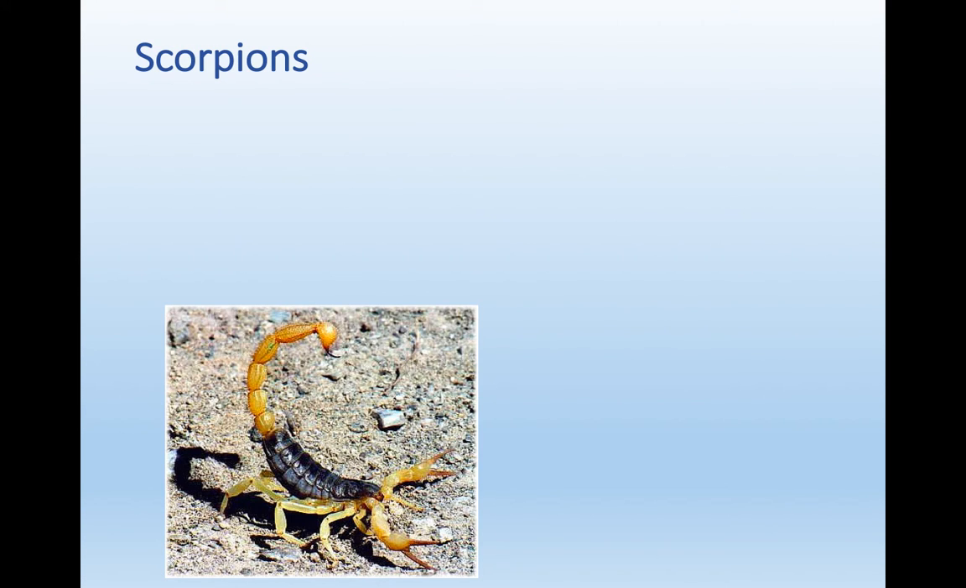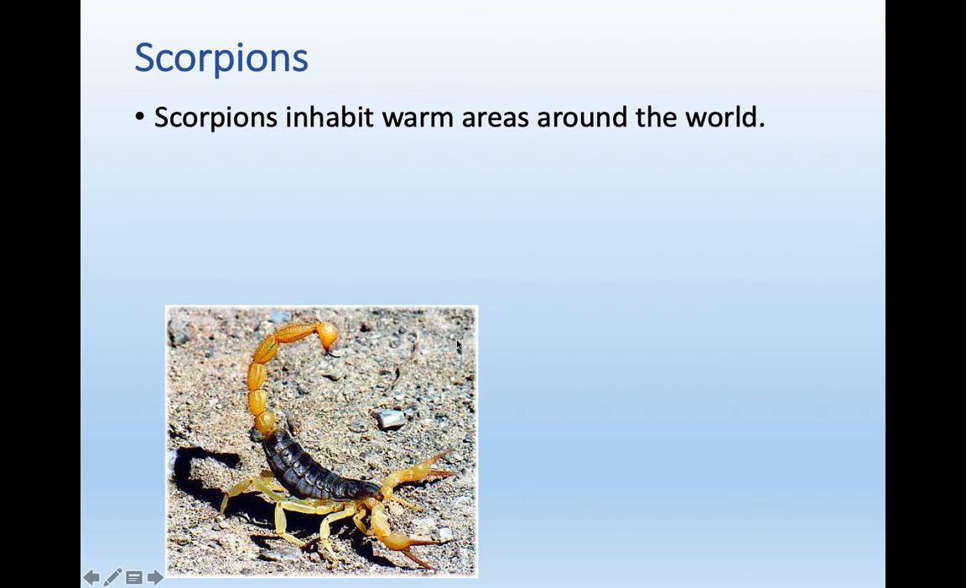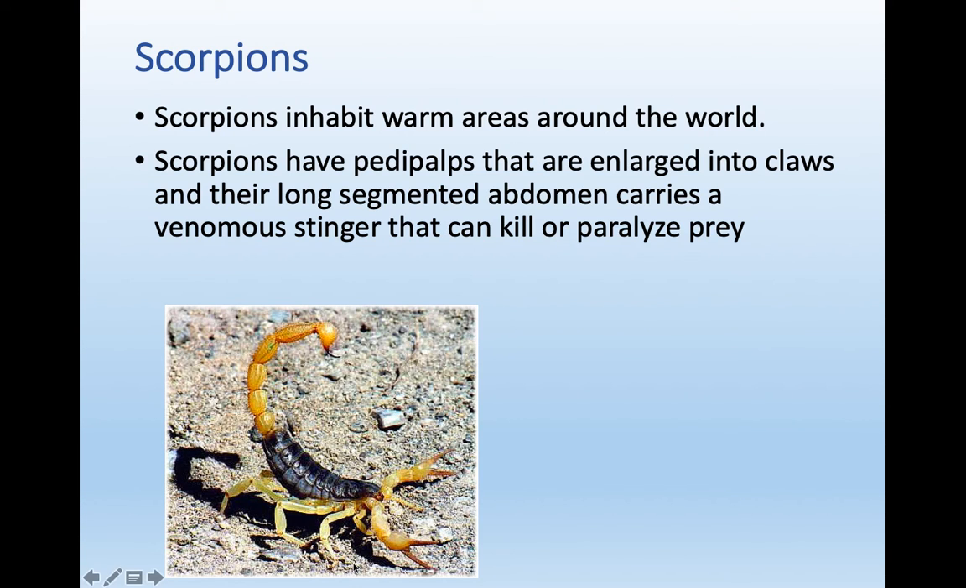Okay, scorpions are the last group of relatives to spiders, and scorpions inhabit warm areas around the world. Arizona is one of those places. I'm sure you've seen a scorpion at some point, and if you've lived here for a while, I'm sure you've seen one. They have their pedipalps enlarged to form claws. So these are part of those mouth parts. These are the second mouth parts that are able to grab their prey.